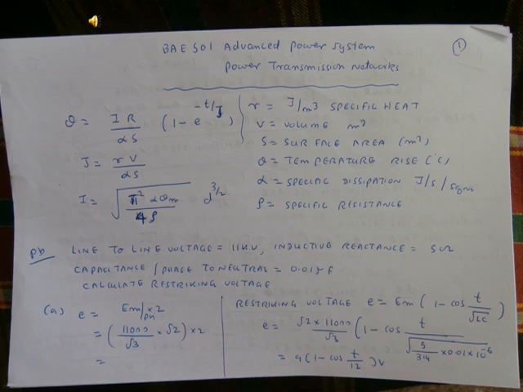In this case, the E voltage can be calculated as EM per phase multiplied by 2. So therefore 11,000 multiplied by 2 divided by root 3, multiplied by 2. So this is the way we can calculate this EM value. That is the BA501 Advanced Power System Power Transmission Network week 1 lesson for today.